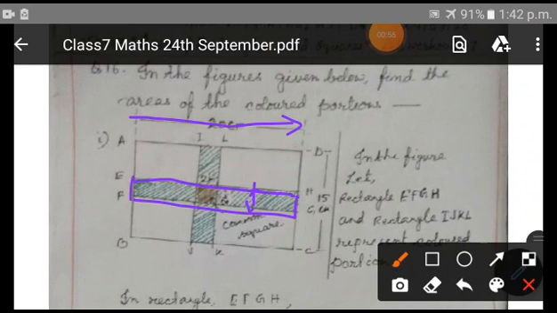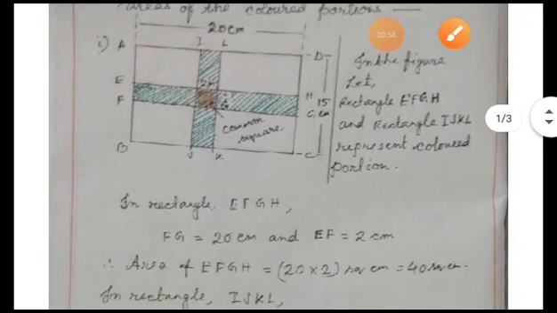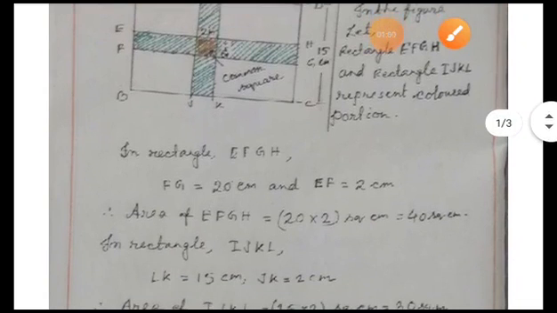So now you are calculating the rectangle EFGH. FG, that is the length, which is 20 centimeter, and breadth EF equals to 2 centimeter. So now area of rectangle EFGH equals length into breadth, that is 20 into 2, that is 40 square centimeter. So this is the area of the horizontal rectangle.